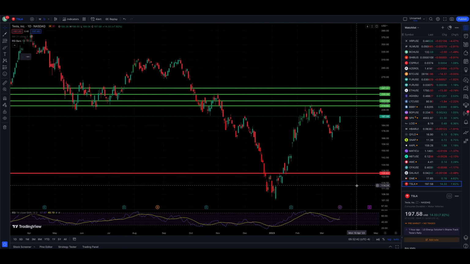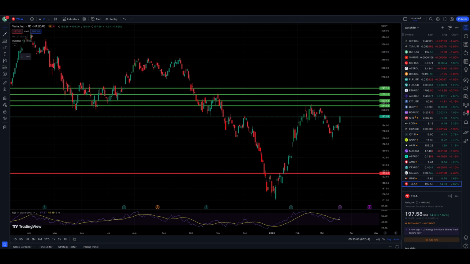Today we are taking a look at Tesla. Tesla Motors, Tesla Inc. TSLA is our ticker symbol. Daily chart, NASDAQ. TradingView.com is the charting service we are using right now.